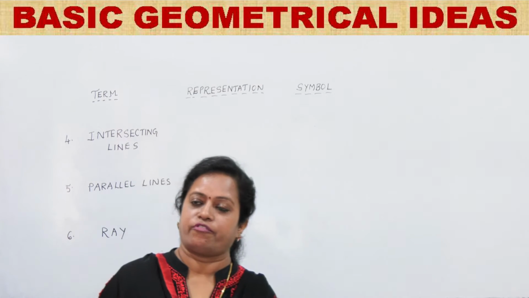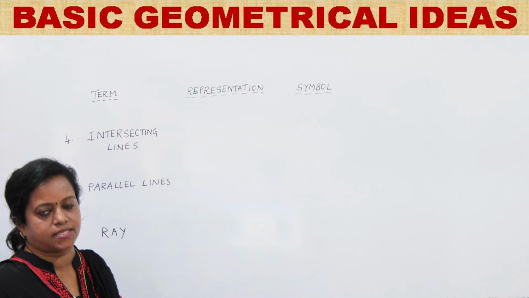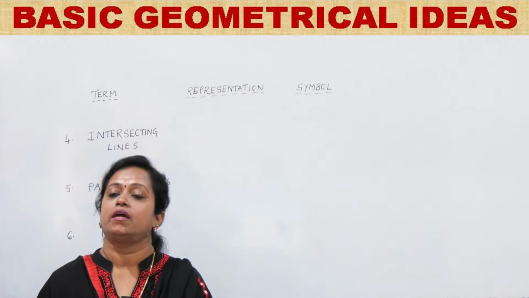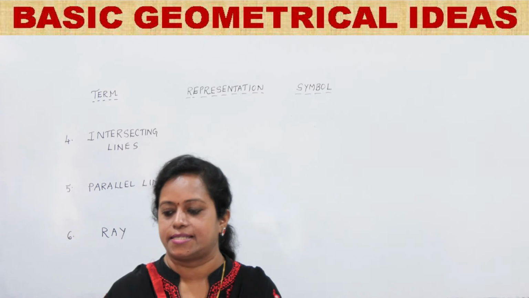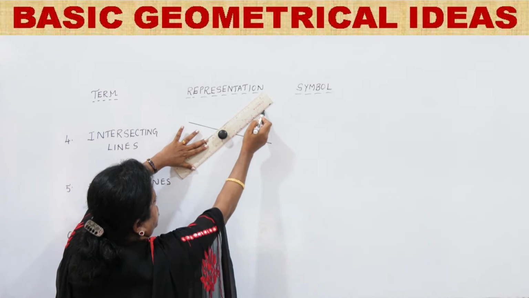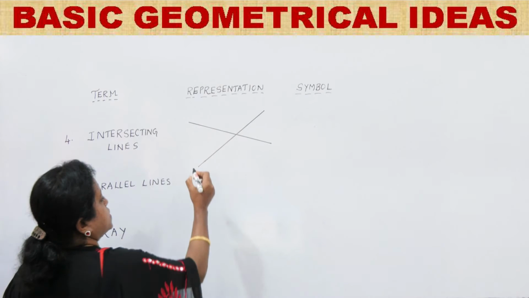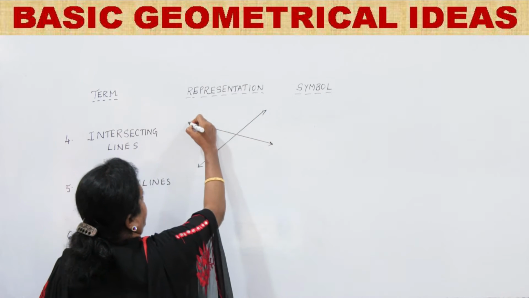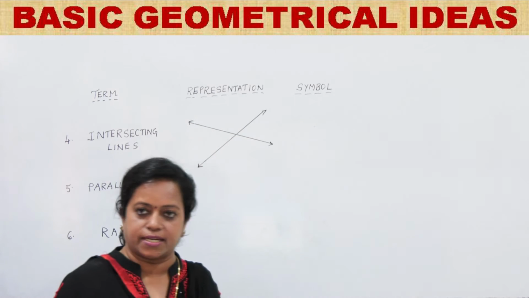Let us see 2 types of lines. The first line that you have to understand is the intersecting lines. When 2 or more lines meet at a common point, or they cross each other at a common point, we call them intersecting lines. Let me show how it looks. Any two lines which meet or cross each other at a common point is called intersecting lines. Here I have shown only two lines, so this will be a pair of intersecting lines.